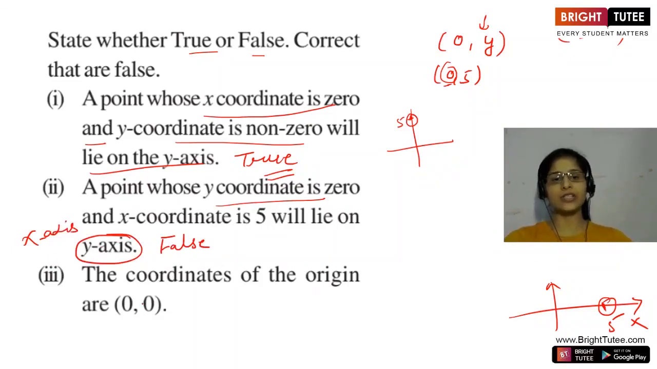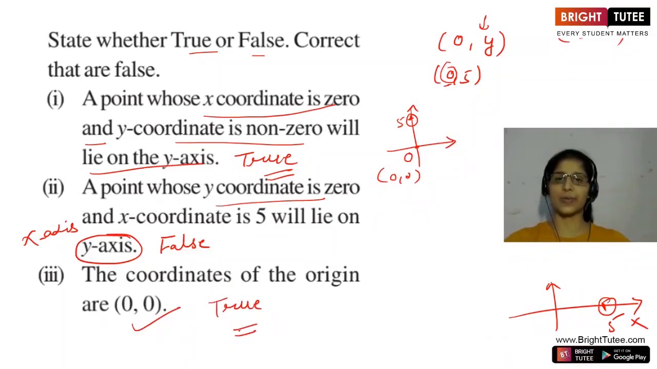The next is the coordinates of the origin. Origin is this one, point O, right? We represent it and the coordinates are (0, 0). So they are saying the coordinates of the origin are (0, 0). So this is a true statement.